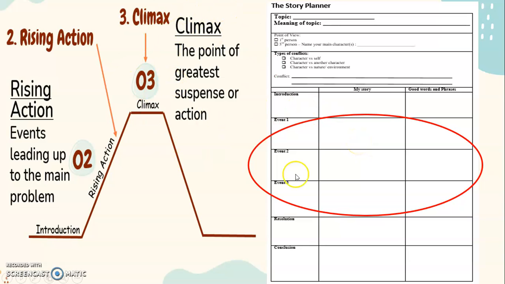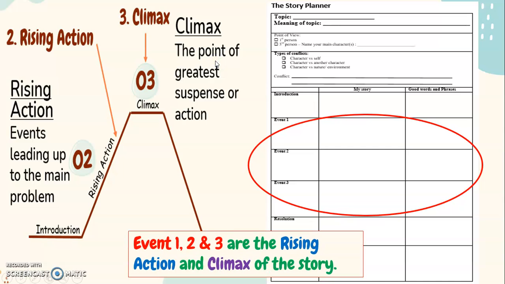And the climax, which is over here, event 2 or 3, is the most important and most exciting part of the story. So events 1, 2, and 3 are the rising action here, and the main bulk, the climax, the peak of the story.